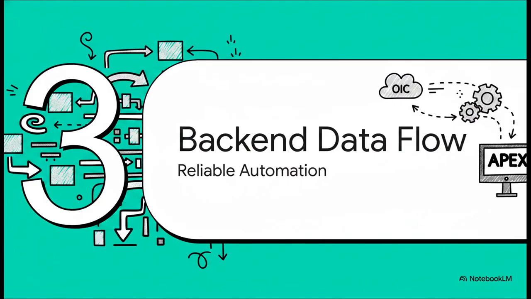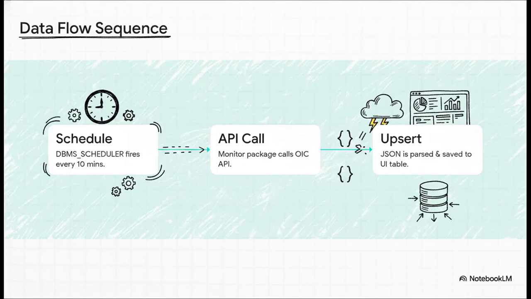Okay, section 3, scheduled backend data flow. So, how does the data actually get from OIC to Apex? It's all about backend persistence, happening entirely in the background. Every 10 minutes, like clockwork, DBMS_SCHEDULER fires off. It triggers a PL/SQL package that hits the OIC API, pulls the latest run data, parses the JSON response, and stores it directly into a dedicated UI table.